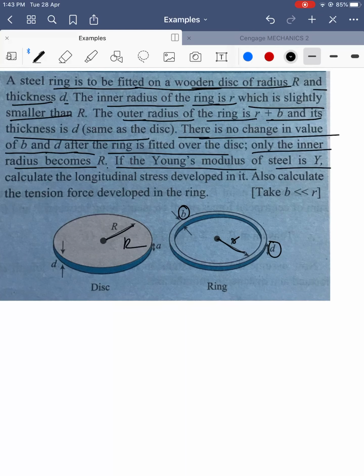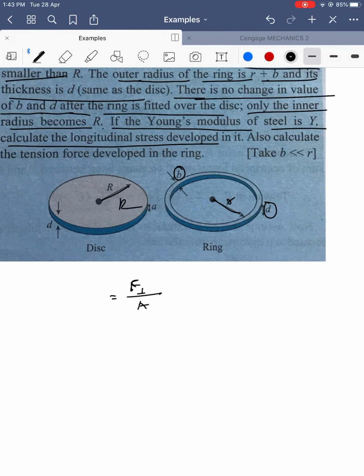If the Young's modulus of the steel is Y, calculate the longitudinal stress developed in it. Longitudinal stress is nothing but force perpendicular to area by area. So let's try to solve this. What is given? We have the expression, and Young's modulus is given.